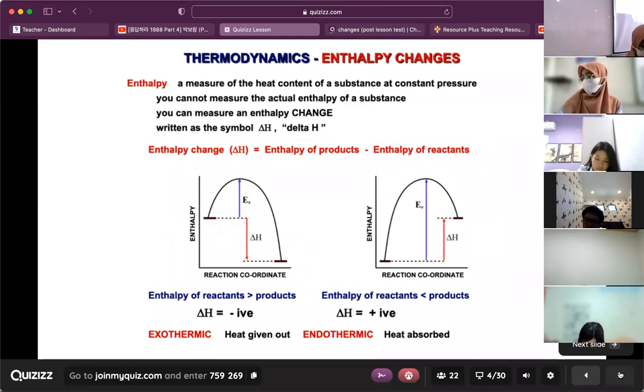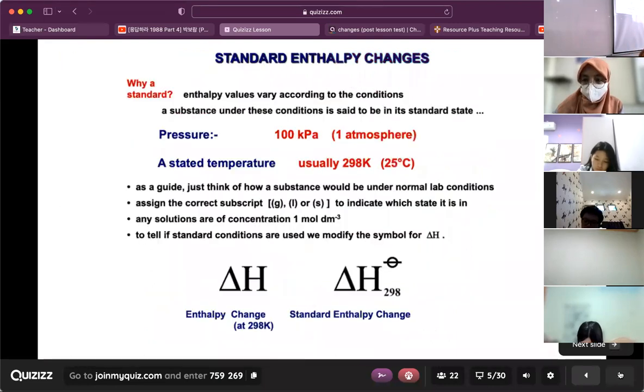No? Okay. Next one, standard enthalpy change. Why do we need to measure the enthalpy change at standard condition? Because enthalpy change is temperature and pressure dependent. That's why we have to measure everything in the standard condition. Once we change the condition, the enthalpy value will not be the same.